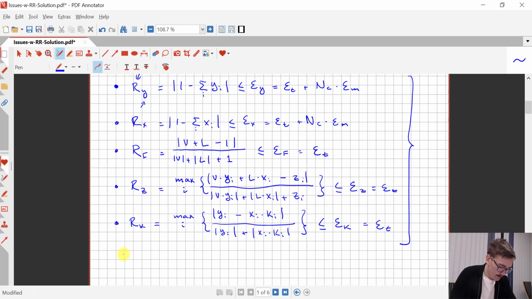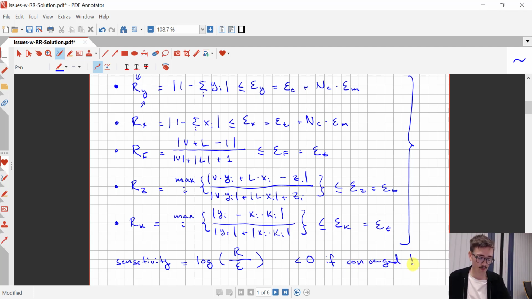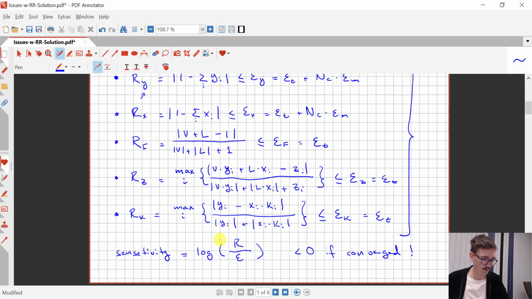And we're going to define something called sensitivity, which is going to be telling us that you either successfully passed the test or failed. And that's just going to be the log of whatever test value we have divided by whatever threshold we have, and this is going to be less than zero if we have converged. So if we go through all the tests for a specific example, and any one of these sensitivities is greater than zero, you fail the test. Good luck, try again.